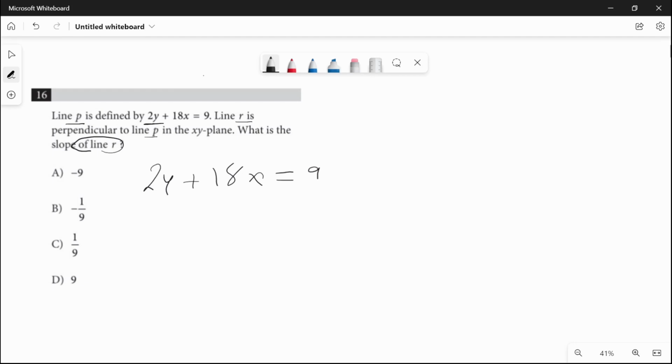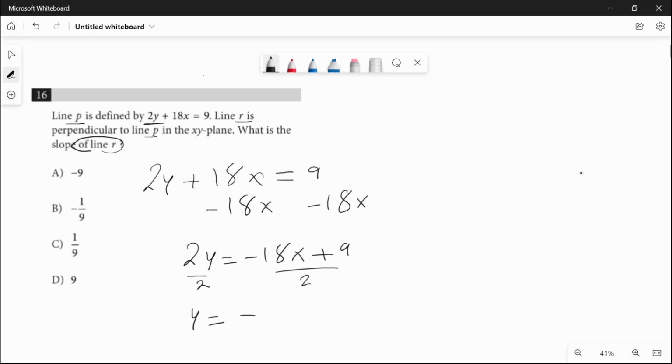And then solve for y by subtracting 18x. So we will have 2y equal to negative 18x plus 9. Next step will be dividing by 2. So y will equal negative 9x plus 4.5. And that's the equation of line P. Now, what is the slope of line P?